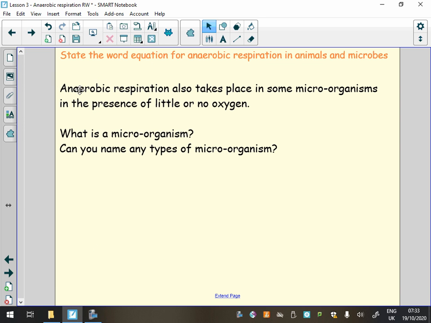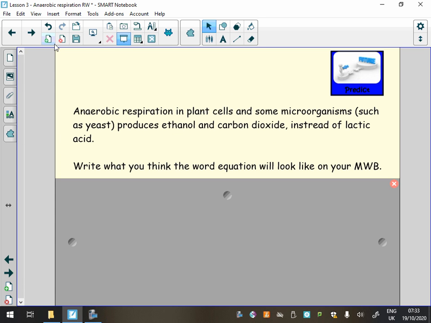So moving on then, state the word equation for anaerobic respiration, animals and microbes. Anaerobic respiration also takes place in microorganisms. That's just like bacteria. They're really, really tiny organisms. That's why it says micro, in the presence of little or no oxygen. It says, what is a microorganism? Can you name any? As I said, it's bacteria. Things like E. coli, salmonella, they're all bacteria, and they all have to carry out anaerobic respiration.